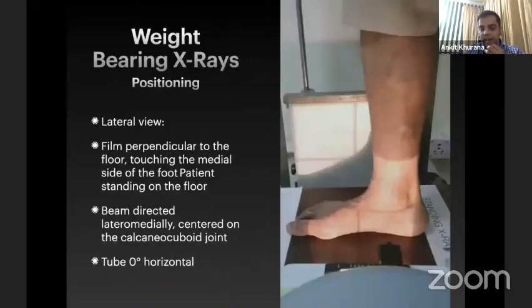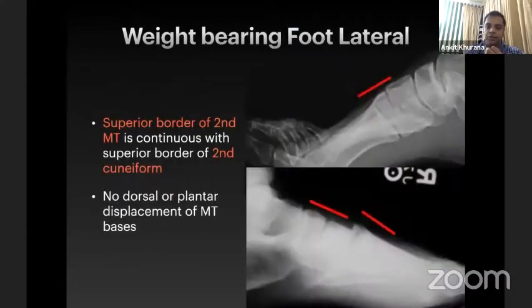When assessing a lateral weight-bearing axis, the foot should be placed in front of a stand or in front of a step, and the X-ray should be focused on the calcaneocuboid joint with the tube horizontal. On the weight-bearing lateral X-ray of the foot, one should look for the superior border of the second metatarsal, which should be continuous with the superior border of the medial cuneiform. And on weight bearing, if there is any plantar or dorsal displacement, it indicates an instability, which can be a subtle marker for a Lisfranc injury.